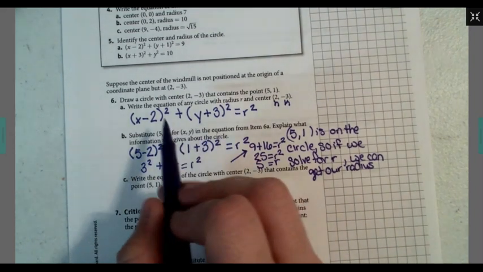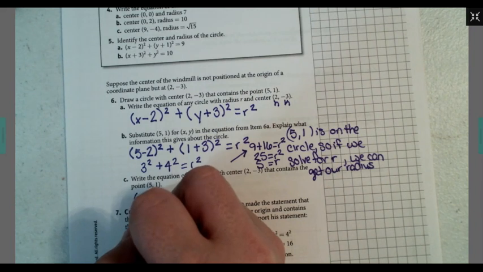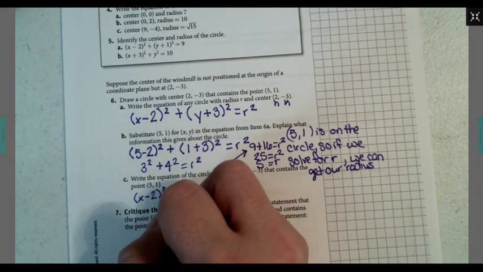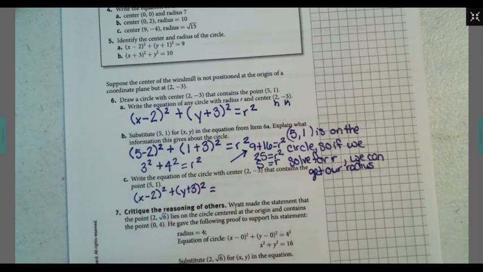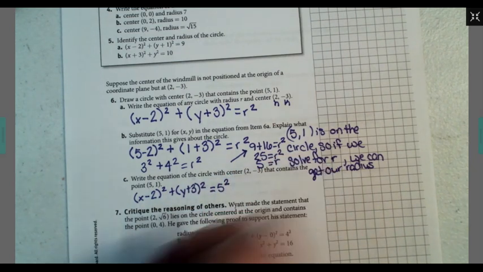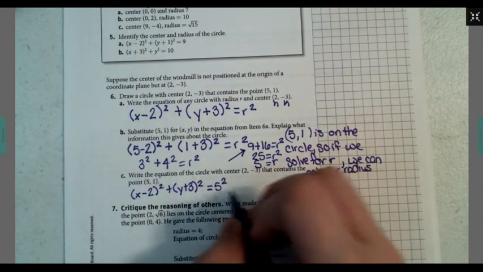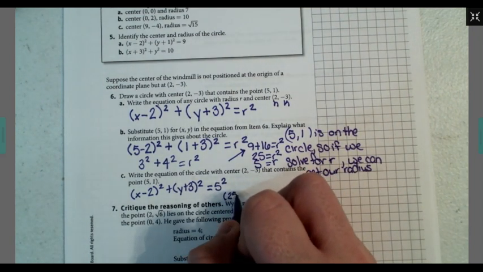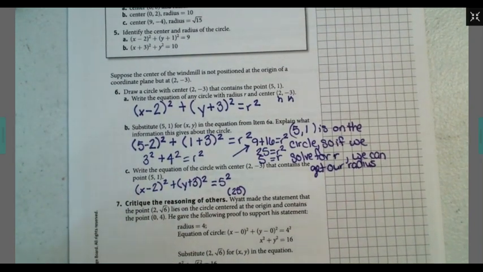So write the equation of the circle with center at 2, -3 that contains the point 5, 1. So we're going to go back to what we wrote down for 6a. (x minus 2) squared plus (y plus 3) squared. But this time I know my r. My r is 5. So I write down 5 squared. If you wanted to, you could always write this as 25. But remember that if you write it as 25, you must leave the square off. You can't say 25 squared. That throws your entire calculation off.